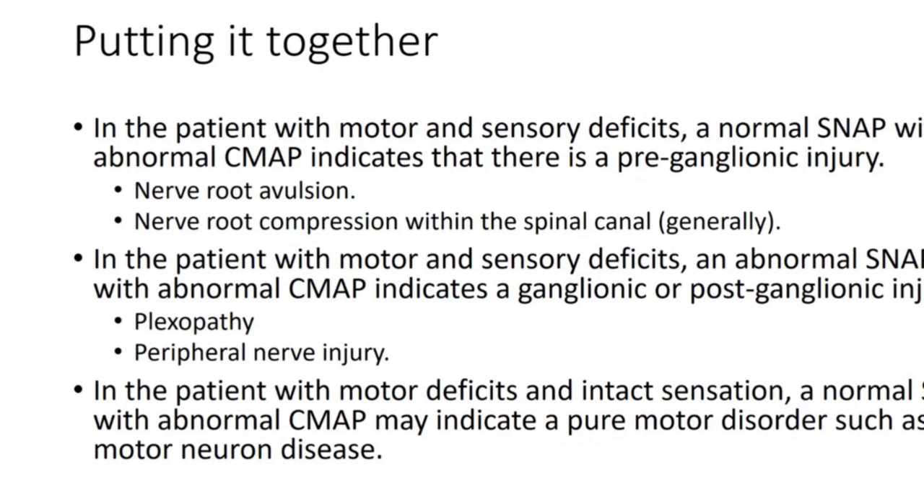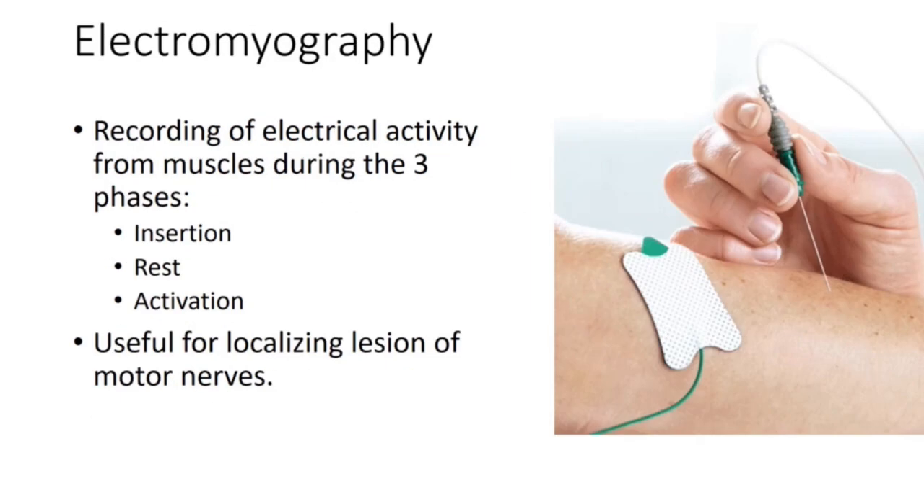But what if you have somebody who has only motor deficits with intact sensation, and then you have a normal SNAP and an abnormal CMAP? So on exam, no sensory problem. On nerve conduction, no sensory problem. Well, this is kind of a little bit ridiculous, and it's pretty obvious, but this is a pure motor problem, all right? And so this may be from a pure motor disorder or a myopathy or something like that. So that's the nerve conduction study portion of the electrodiagnostic evaluation.